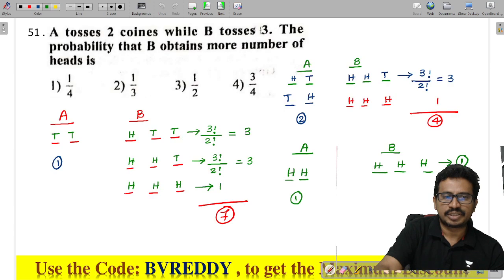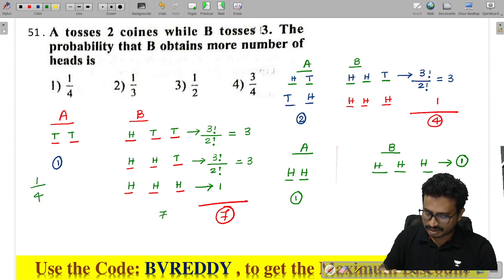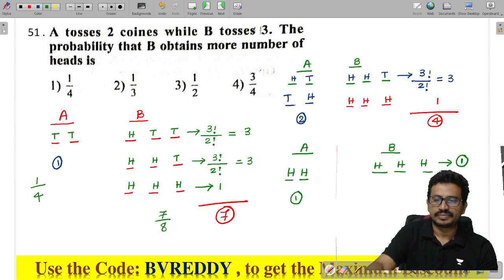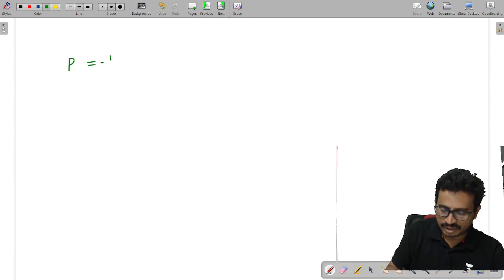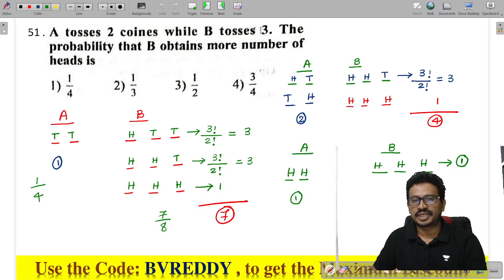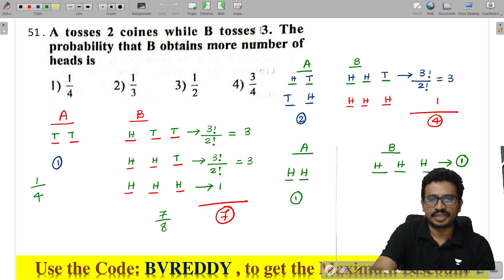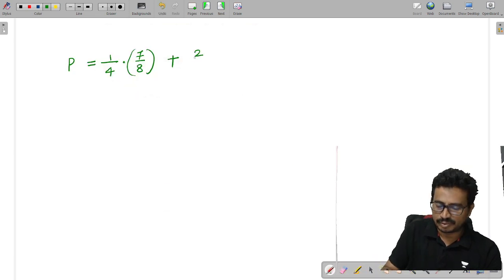So here, in these cases, what is the probability of getting these combinations? That is 1 by 4. And here this is 7 by 8. Now tell me, which is given as 1 by 4 into 7 by 8. This is 1 combination. Plus, if A gets at least 1 head, that means 2 by 4 and 4 by 8. So 2 by 4 into 4 by 8.